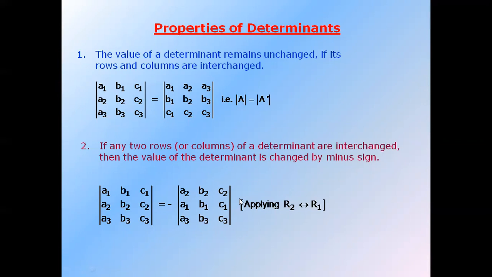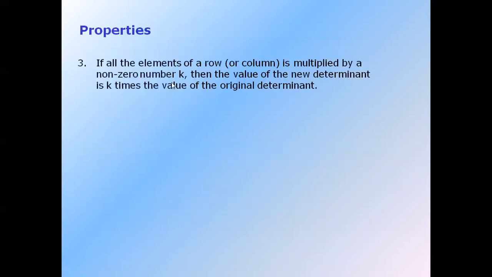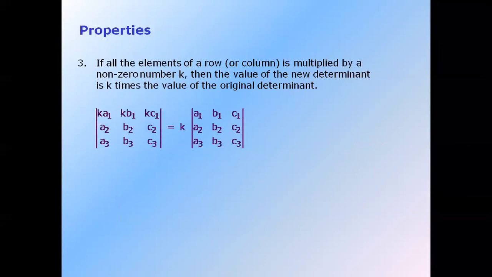3. Third property, if all the elements of a row or column are multiplied by a non-zero number k, then the value of the new determinant is k times the value of the original determinant. Obviously, if we take k common, then we get k into a1, b1, c1, a2, b2, c2, a3, b3, c3. The value of the new determinant is k times the value of the original determinant.